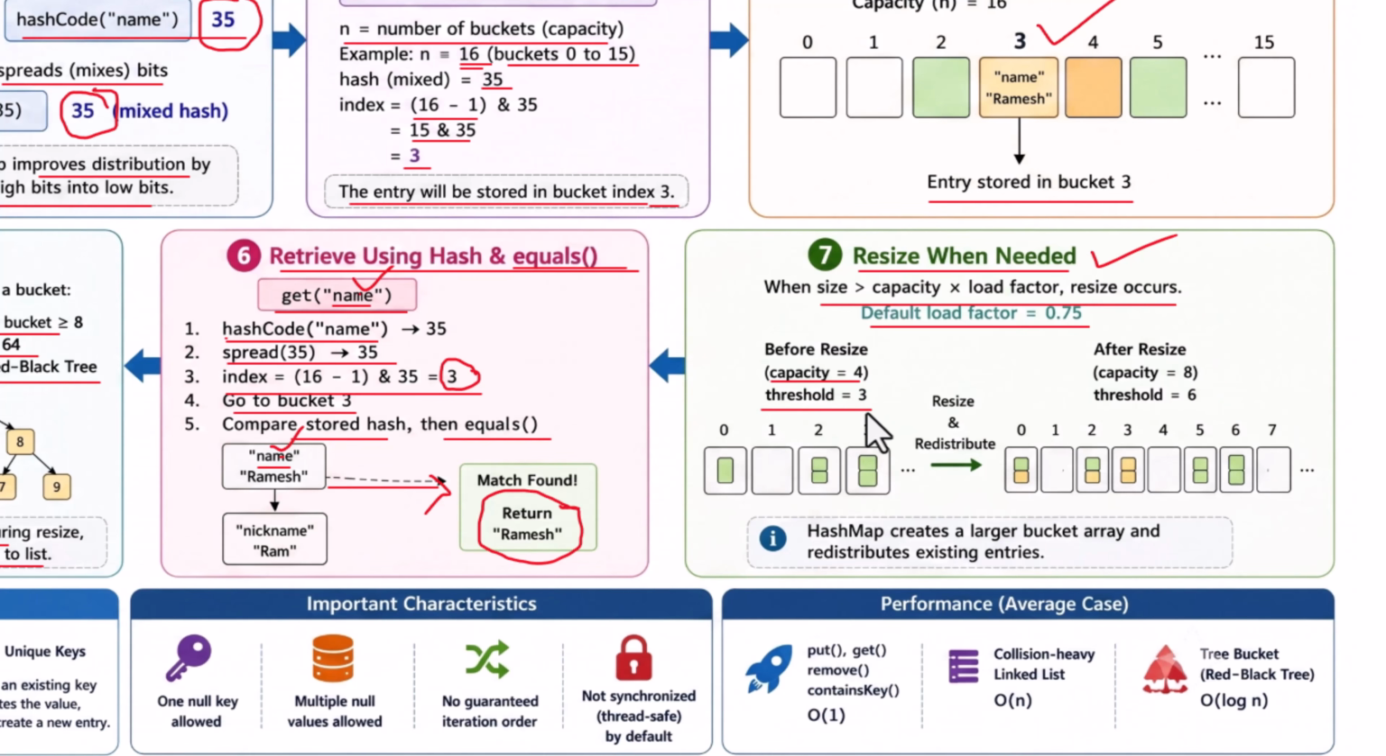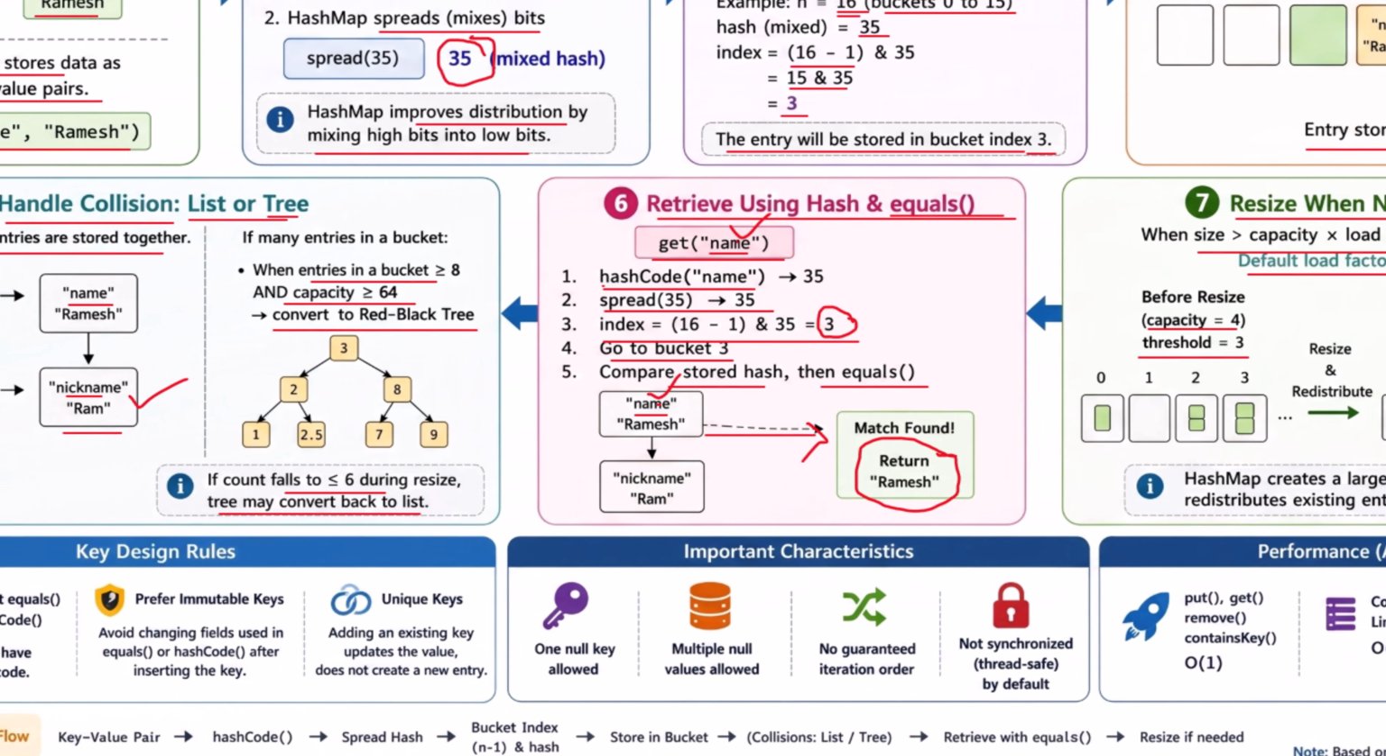When the number of entries grows beyond the threshold, HashMap creates a larger bucket array. The capacity usually doubles. So a capacity of 4 becomes 8. HashMap then redistributes the existing entries across the new bucket array. This redistribution helps reduce collisions and maintain efficient operations.